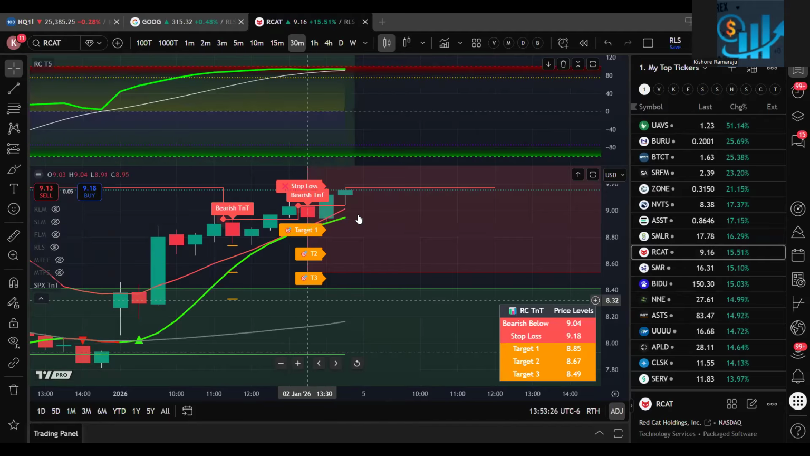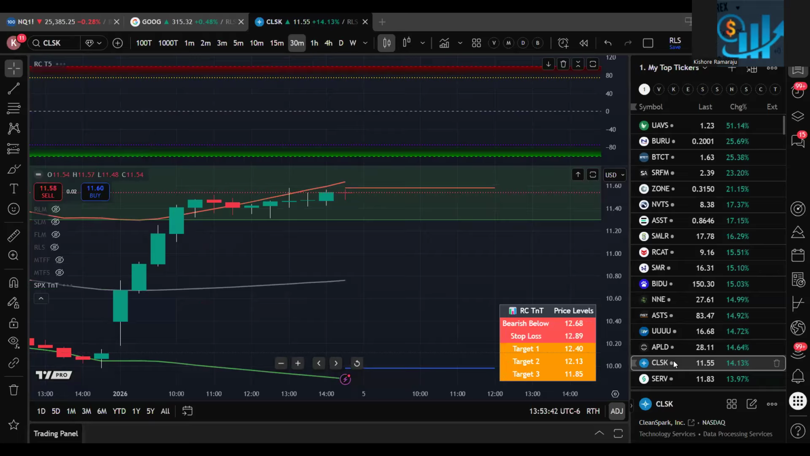Market, if it goes below $9, it can drop to 8.49 tomorrow. As of now, it is still not bearish. It is only bearish below 9.04. Let us look at some crypto stocks.